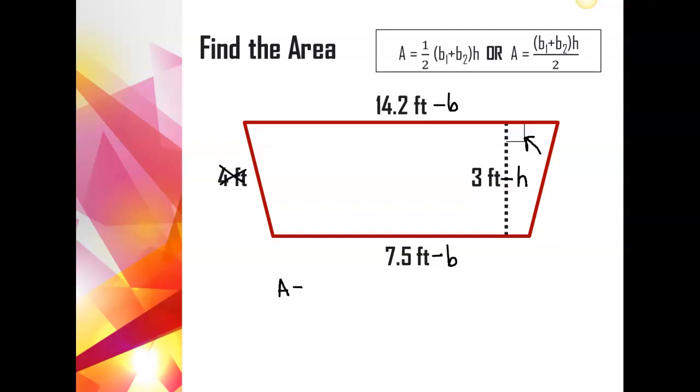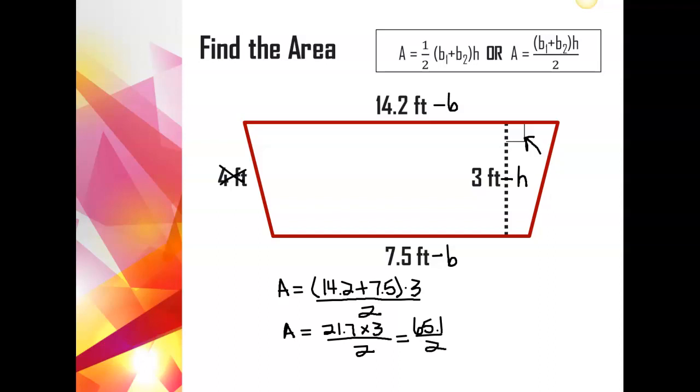To find the area, we will apply a formula. I'm going to use the version on the right. We will add the two bases of 14.2 and 7.5 together, then multiply them by 3 and divide by 2. The two bases added together equal 21.7. 21.7 times 3 equals 65 and 1/10. Then we'll divide this by 2. We find that the area of the trapezoid is 32 and 55/100 feet squared.